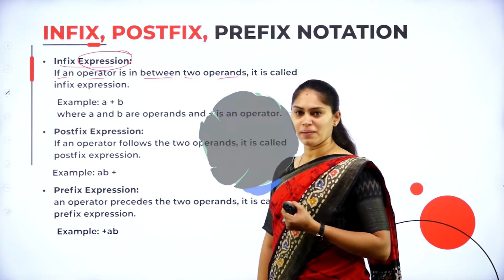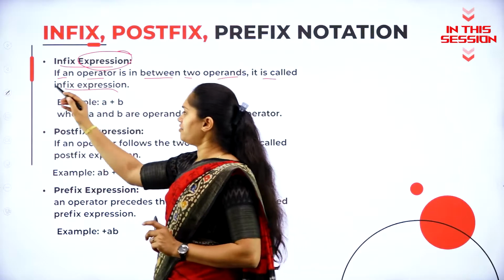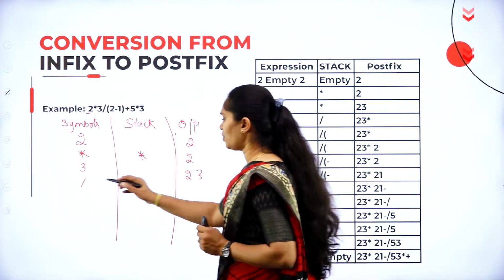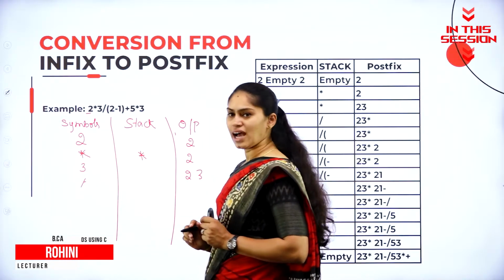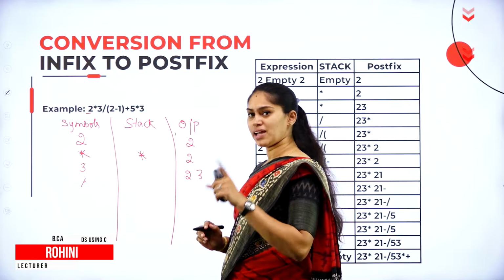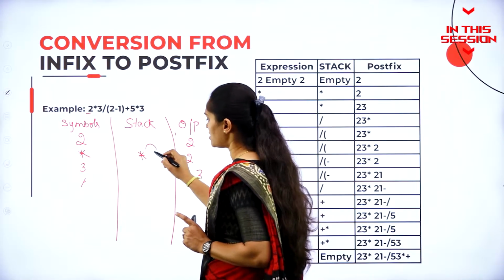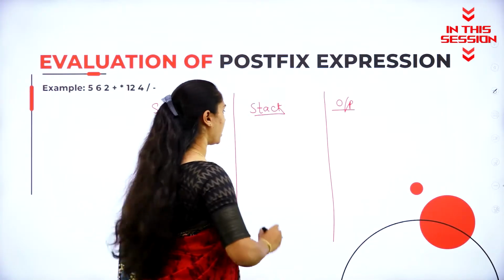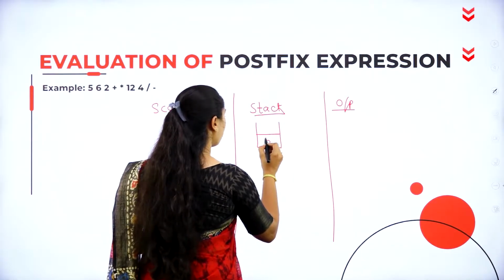So if we have an operator in between the two operands, then we can call that an infix expression. Division is an operator, and you can see here in the stack we have a multiplication symbol. Next I have a division. Division and multiplication both have the same priority, so they can't be placed together. This needs to be popped out. If I find any operand, that needs to be moved to the stack, let me consider this as a stack. So now I have 5.